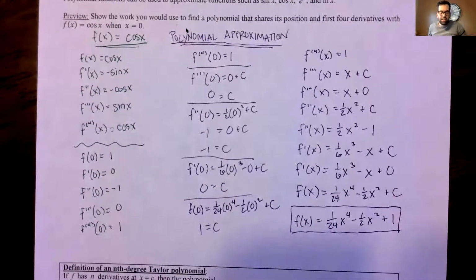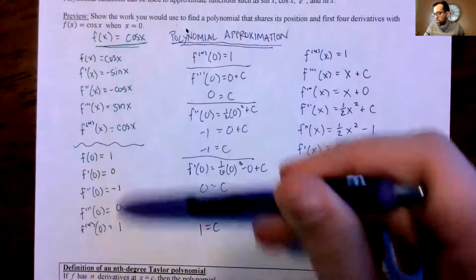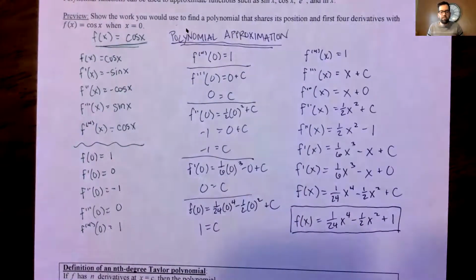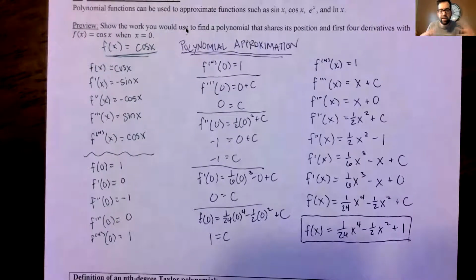So algebraically, we kind of proved that this polynomial is going to have the same position and first four derivatives as cosine of x. And as we keep adding more terms to this polynomial approximation and keep combining more and more derivatives, this is going to become a better approximation for cosine x.